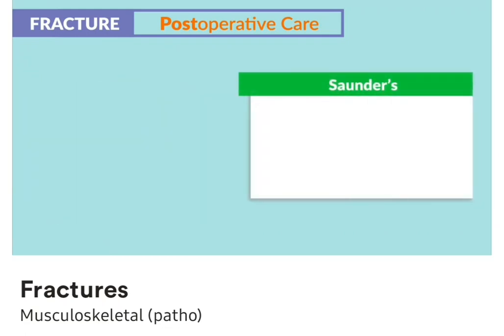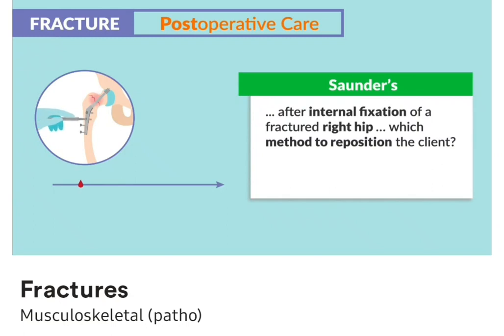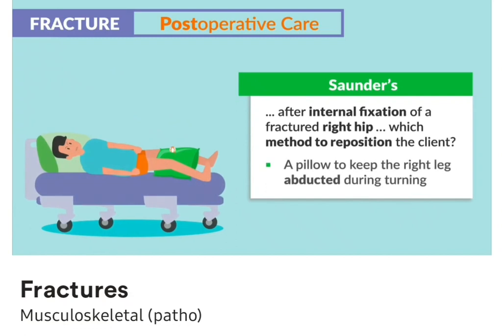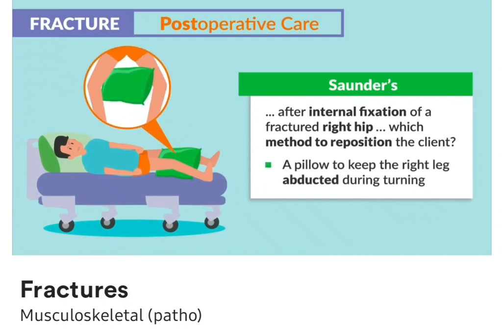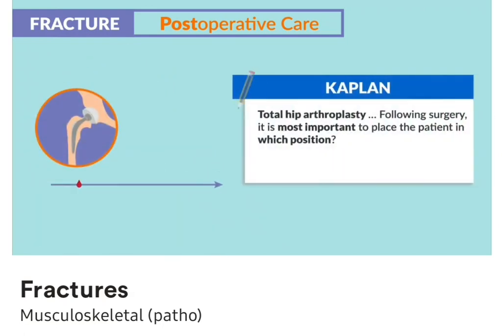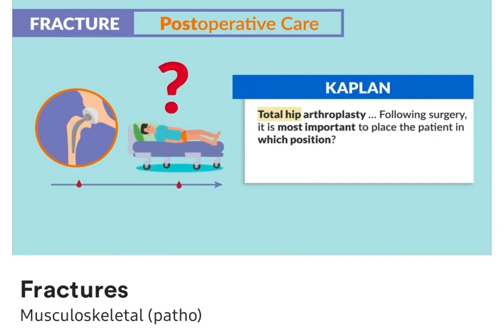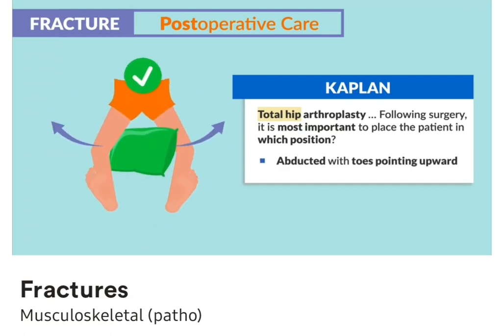So Saunders mentions, after internal fixation of a fractured right hip, which method to reposition the client? A pillow to keep the right leg abducted during turning. Yes, abducted, away from each other. And Kaplan mentions, total hip arthroplasty. Following surgery, it is most important to place the patient in which position? Abducted with toes pointing upward. Again, that key term, abducted, after a hip replacement.